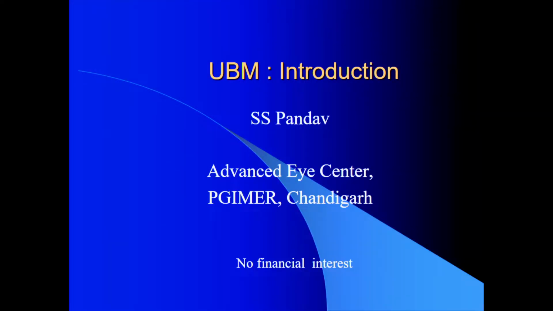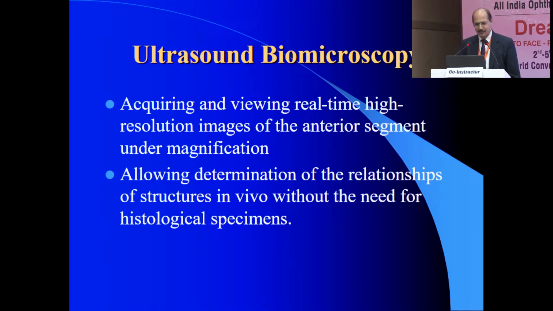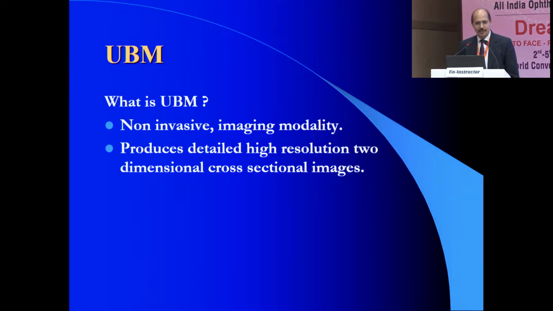I think Dr. Sushmita has already introduced the topic. So what I'll do is I'll just introduce the technology, because we are talking a lot about UBM in this. So I'll just give you a little bit of recapitulation about the technology, what the UBM basically is. So this helps us acquire and view real-time high-resolution images of the anterior segment under magnification, and that allows us to determine the relationship between different ocular structures in the anterior segment, especially related to the angle.